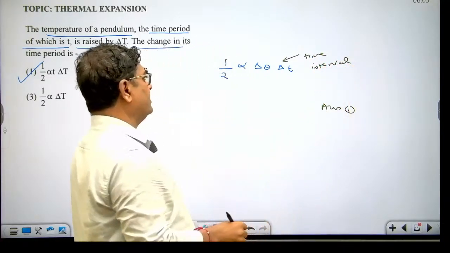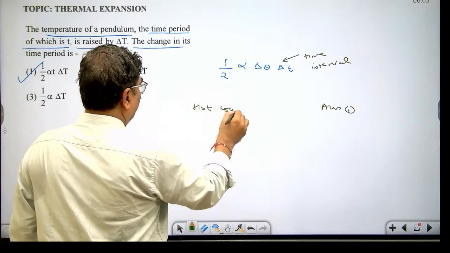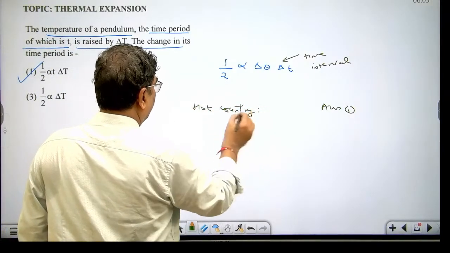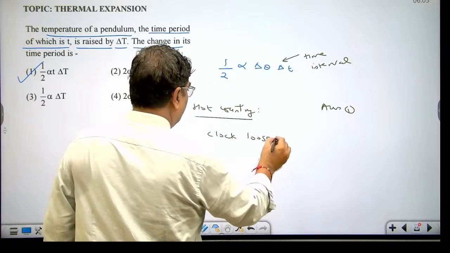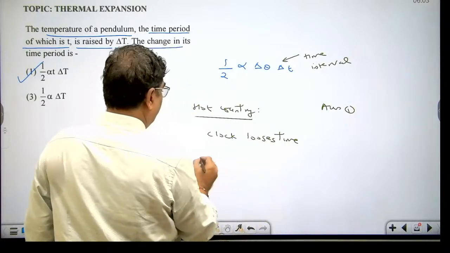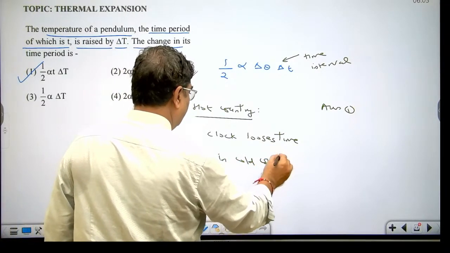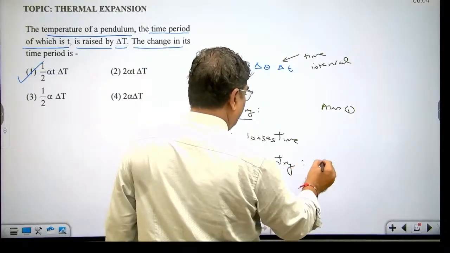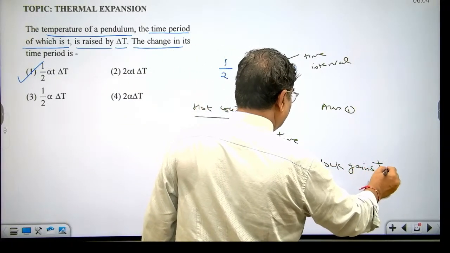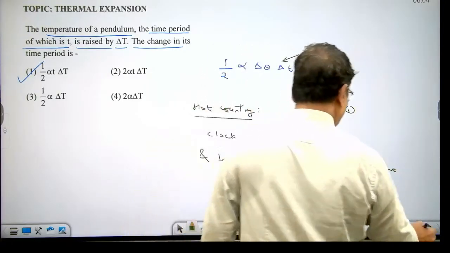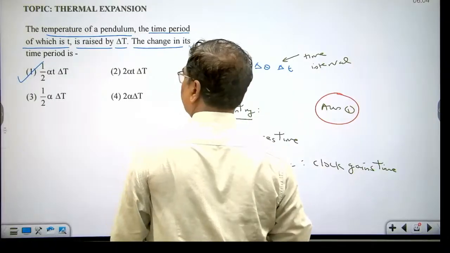Remember, in hot countries, a clock loses time. In a cold country, the clock gains time. So out of 4 choices, the correct choice is option 1.